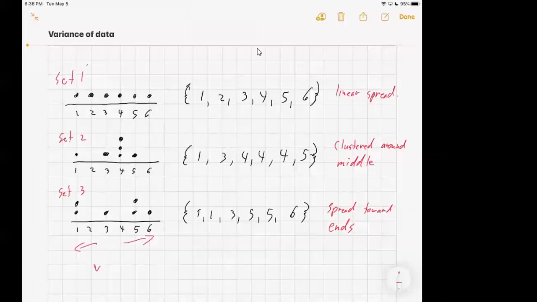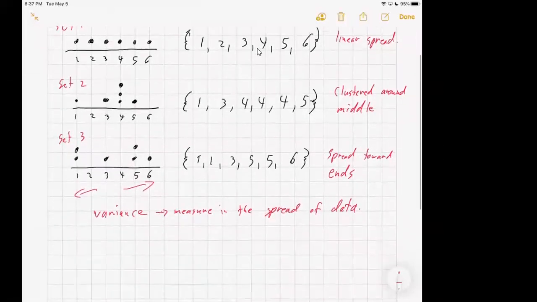Variance is what we're going to actually measure. It's a measure of the spread of the data. All right, so there's an actual formula for this, okay? Actually, in fact, we're going to go from variance directly to what's called the standard deviation, all right?